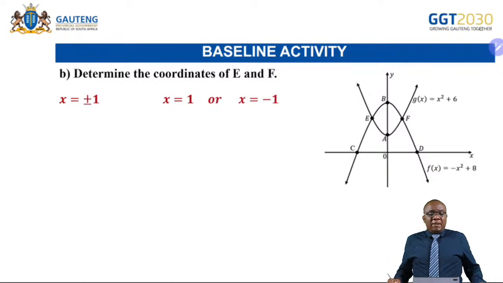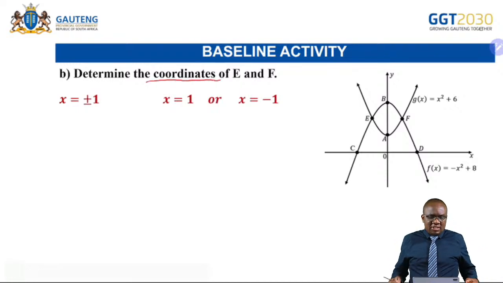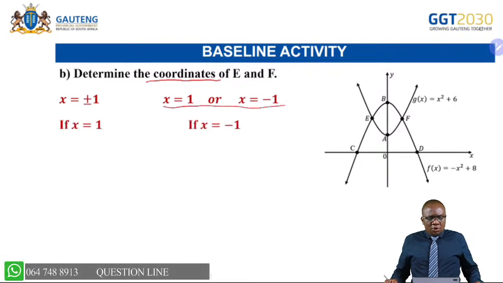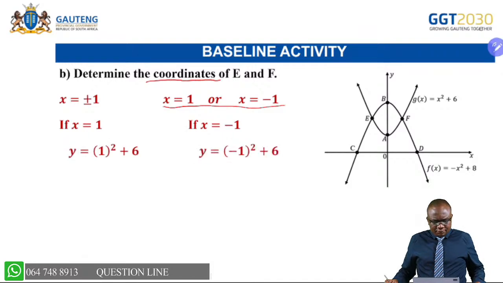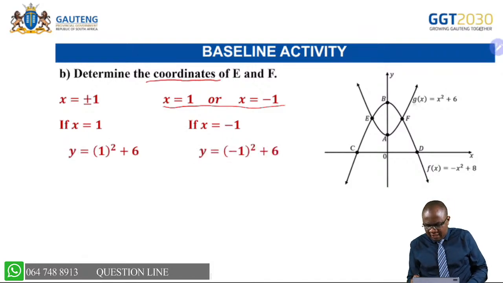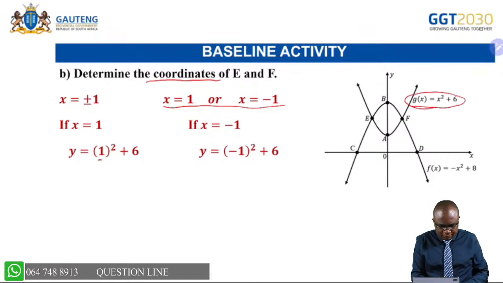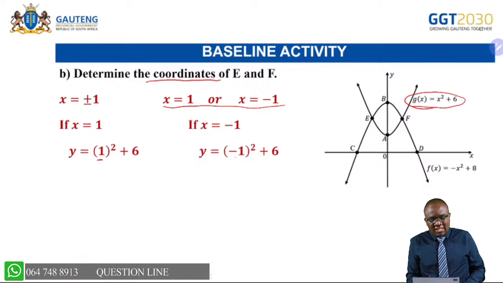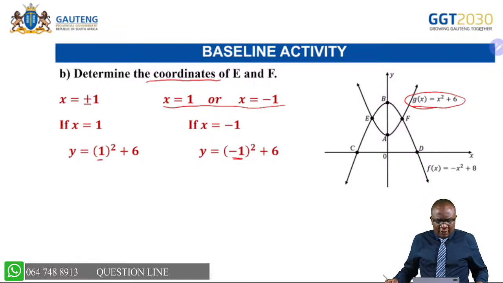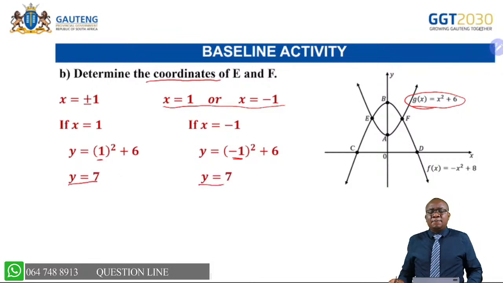Now we need to find, because the question says find the coordinates. If it says the x coordinates, then we're just going to end here. But we want the coordinates. So now, which one did I use? I used g of x. So where there's x, I put 1. You see that? And then where there's x, I put negative 1, because you've got these two x values. And then what did I get? y is equal to 7, and then y is equal to 7.